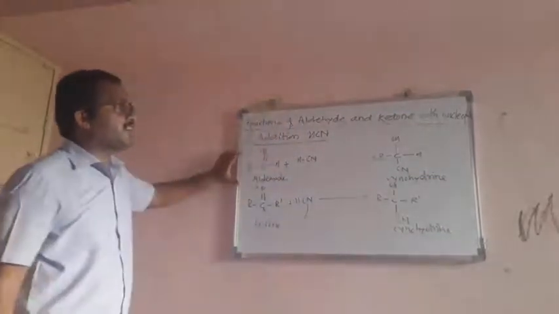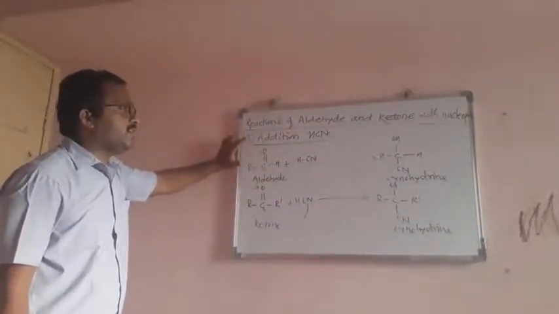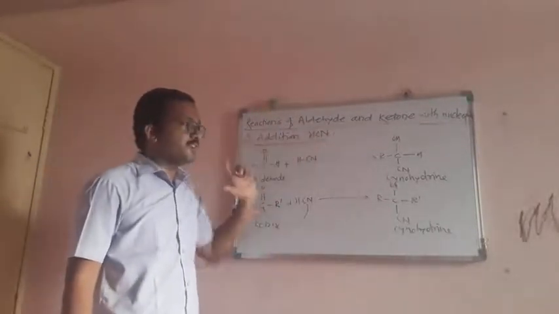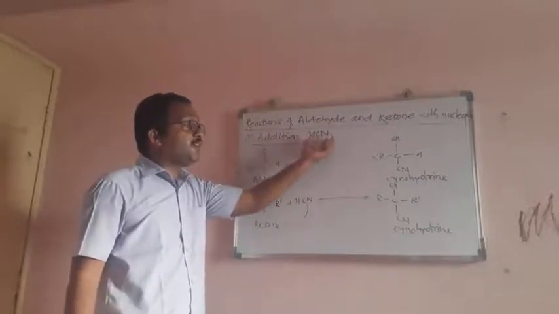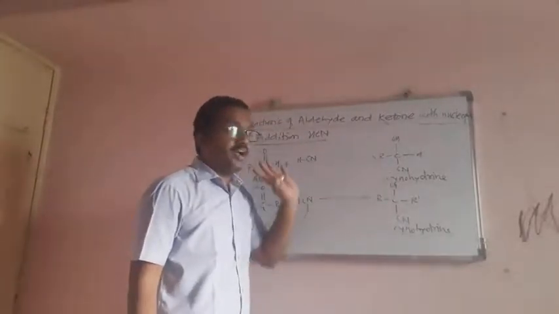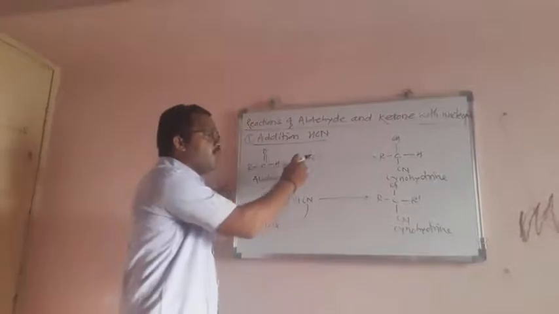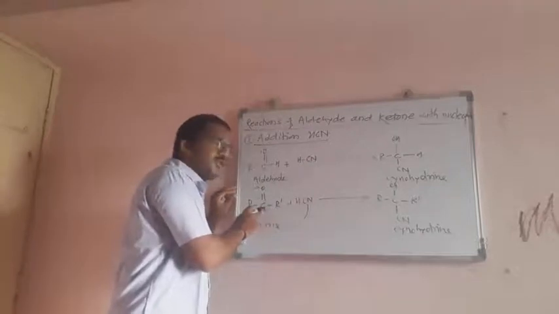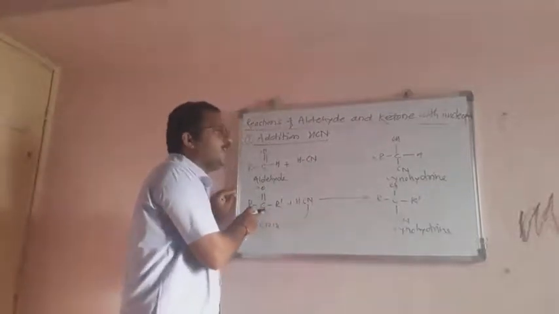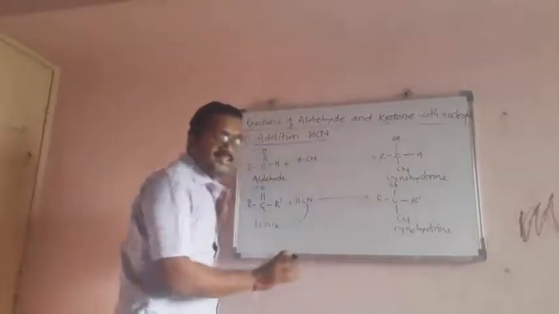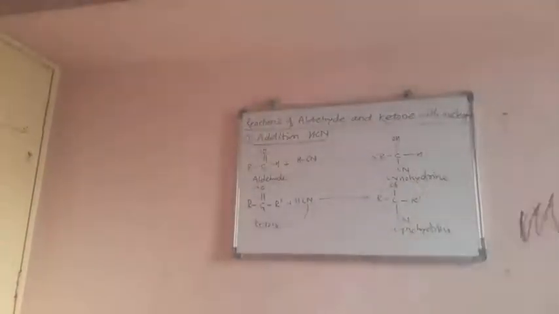This is the general reaction of the aldehyde or ketone reacted with hydrogen cyanide. When aldehydes and ketones are reacted with hydrogen cyanide to give a cyanohydrin, the nucleophile always attacks the carbonyl carbon of the aldehyde or ketone to give the corresponding cyanohydrin. This is an addition reaction.